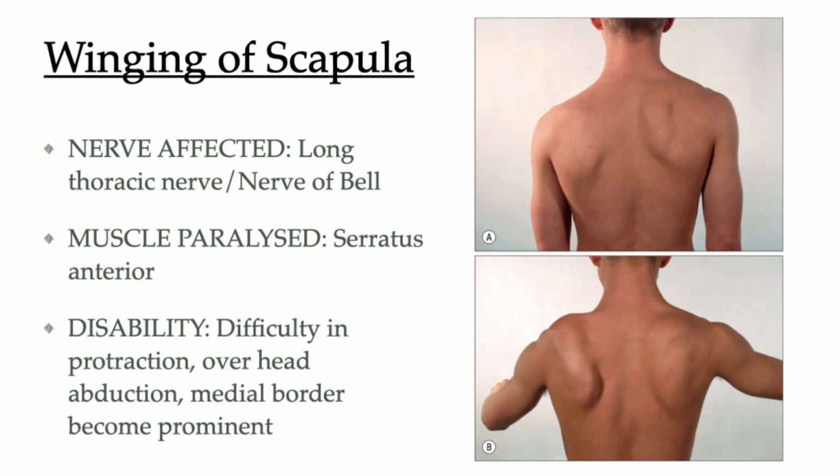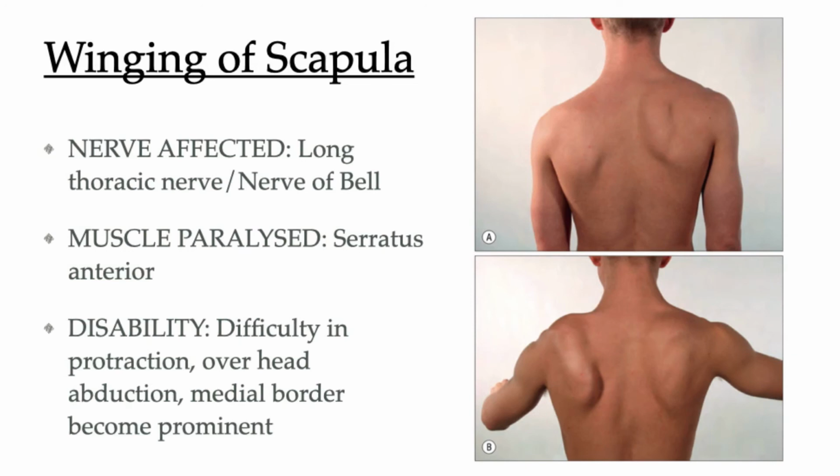Next condition is winging of scapula. As we have already talked about winging of scapula in previous 2 sessions, we will quickly see the condition. Winging of scapula occurs because of the injury to long thoracic nerve, which has the root value C5, C6 and C7. This nerve is also called nerve of Bell. Long thoracic nerve provides motor nerve supply to serratus anterior muscle. So this muscle will get paralyzed.